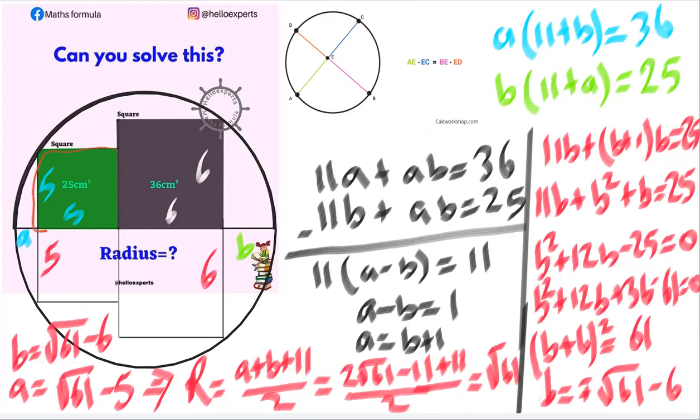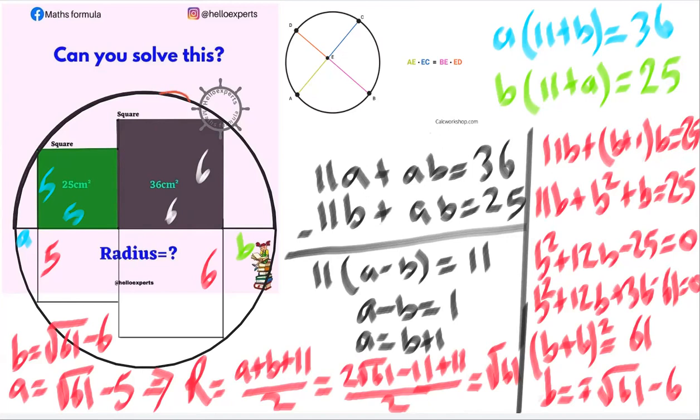So if this area is 25, it means one side is 5. Since it is a square, 5, 5, 5, 5. Likewise, if this area is 36, one side is 6, because 6 times 6 is 36, and 5 times 5 is 25. So easily we get one side of each square.